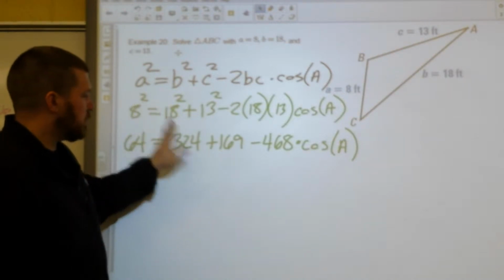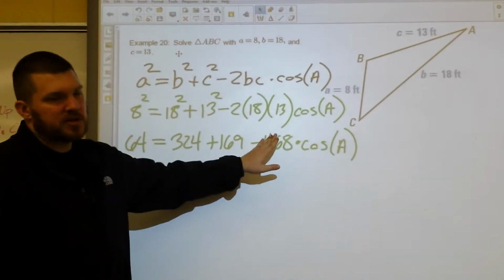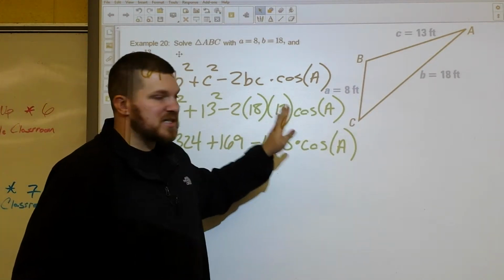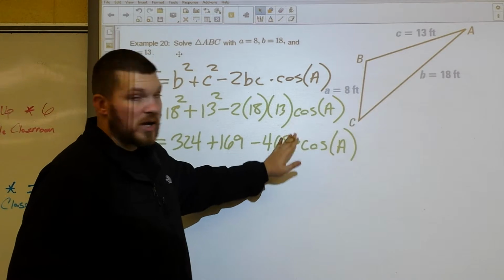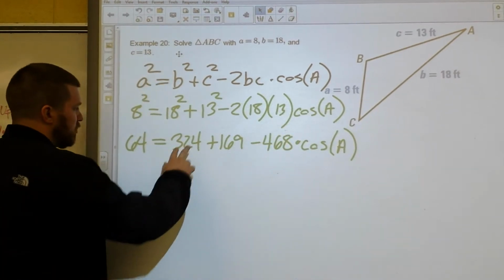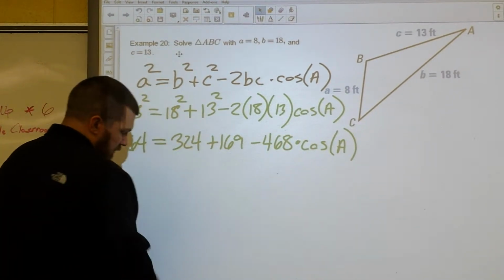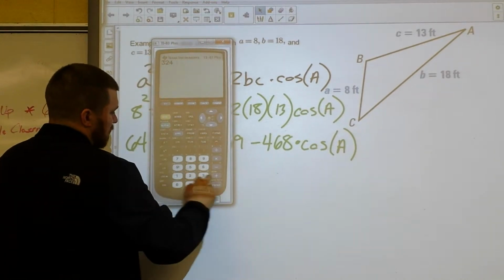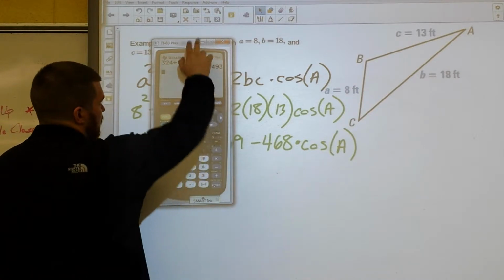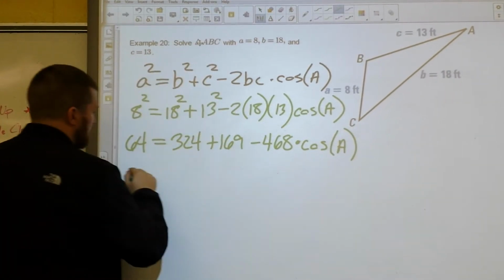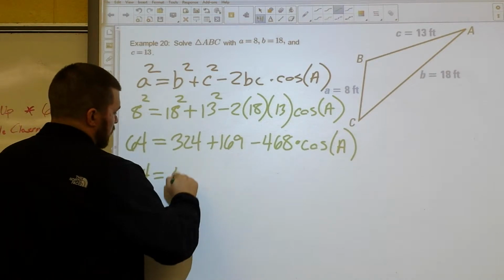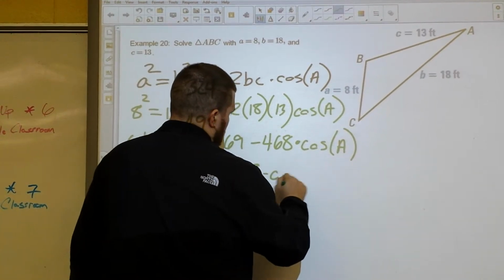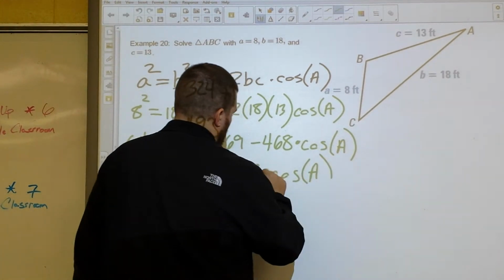A lot of people say 324 plus 169 minus 468. You can't do that. This minus 468 is attached to the cosine, so you cannot subtract it yet. So instead, what we're going to do is just add 324 and 169. Again, baby steps. And get 493. So 64 equals 493 minus 468 times the cosine of angle A.